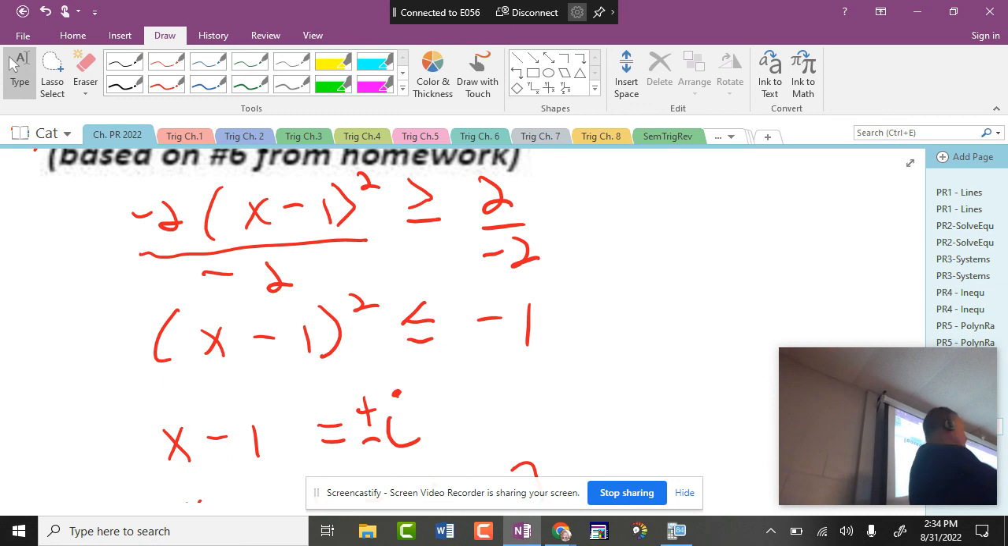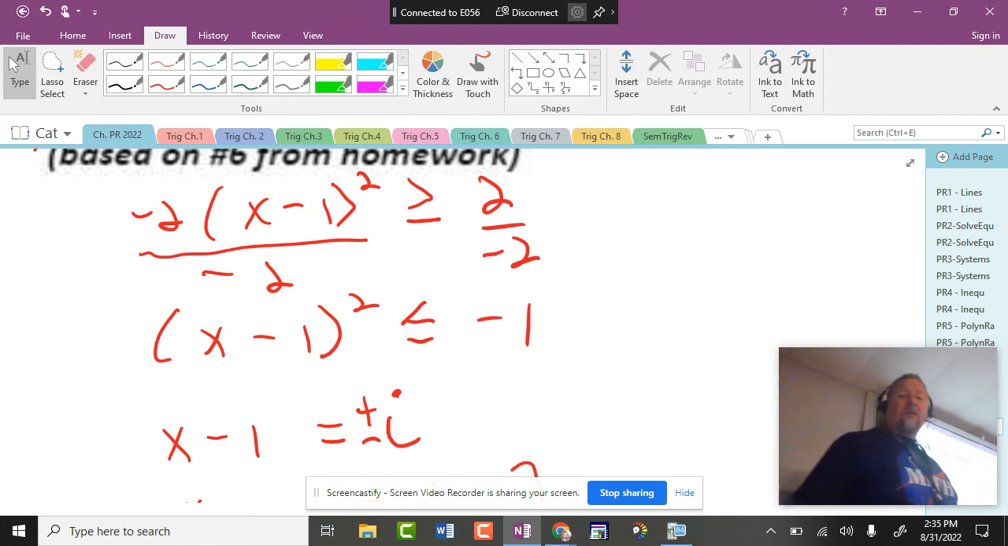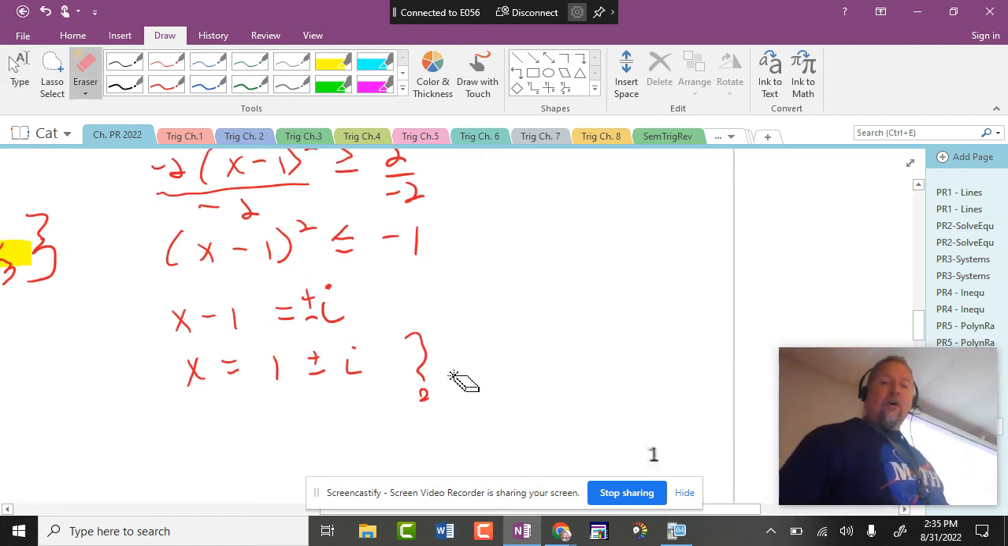3, 2, 1, go. 0. Is 0 less than negative 1, true or false? False. What else could happen? I plug in 2, 3, 4. I'm getting 4 minus 1 is 3. 3 squared is 9. Is 9 less than negative 1, true or false? False. What happens if I plug in negative 1? Well, negative 1 minus 1 is negative 2. But then I square it and I get what, everybody? 4. Is 4 less than negative 1? No.